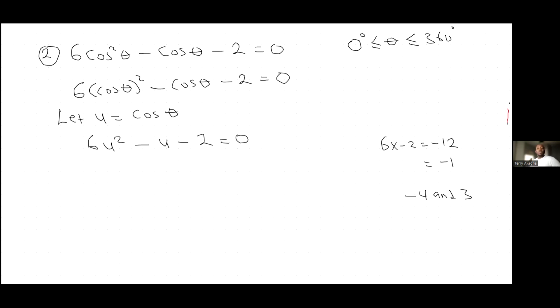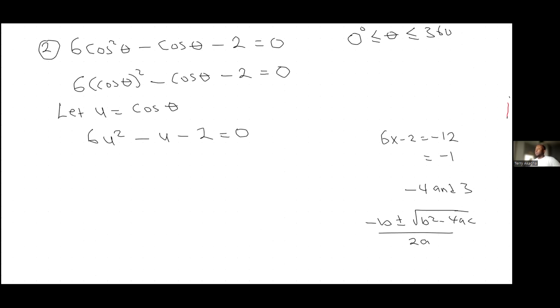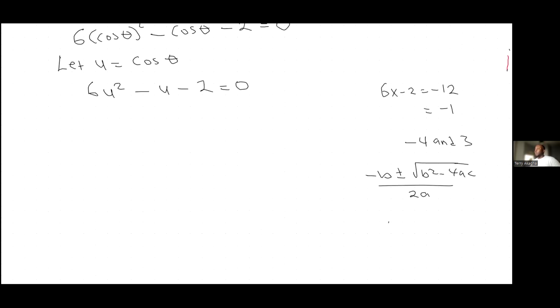And if you're not comfortable using the Wendy's way, you can use the formula, which is minus b plus or minus square root of b squared minus 4ac, divided by 2a. You can use this method. In this case, the a is going to be equal to 6, the b is going to be equal to minus 1, and the c is going to be minus 2. So you can use this method as well. But like I said, I'm going to be using the Wendy's way to solve this. Please feel free to use any method that you are comfortable with.